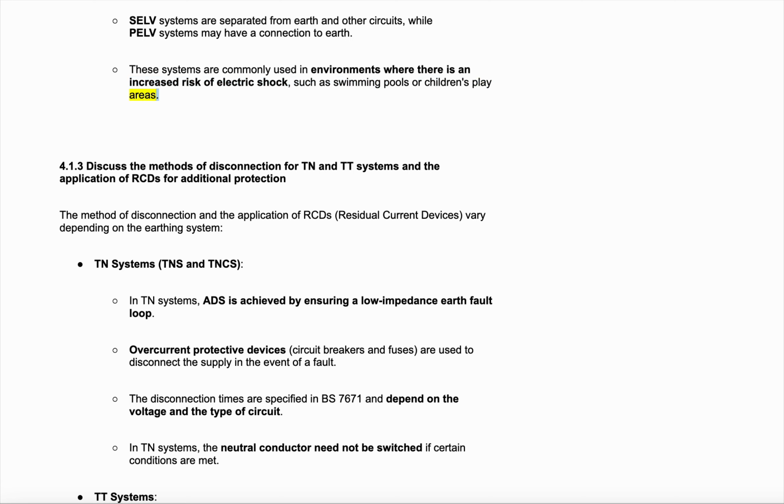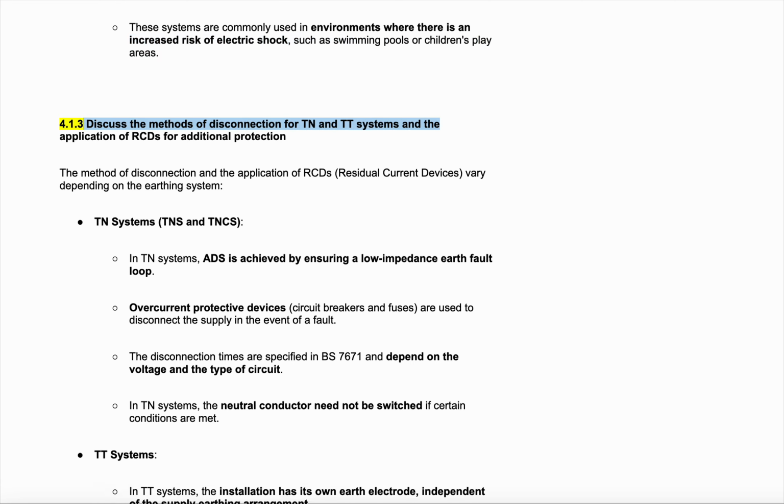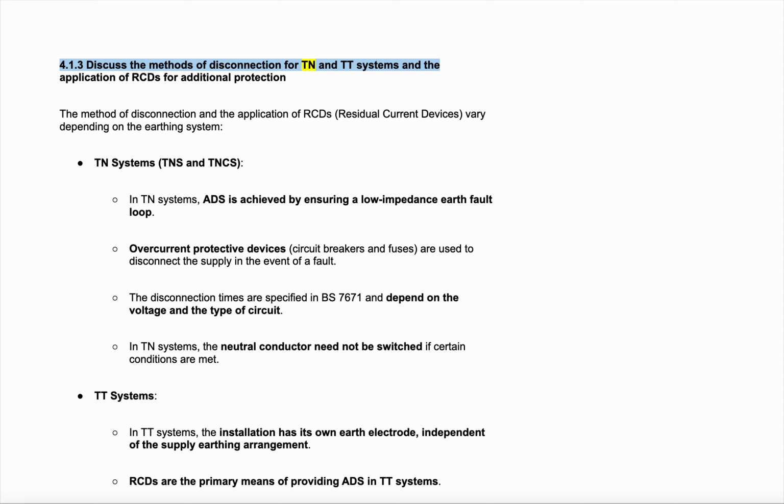4.1.3 Discuss the methods of disconnection for TN and TT systems and the application of RCDs for additional protection. The method of disconnection and the application of RCDs, residual current devices, vary depending on the earthing system. TN systems, TN-S and TN-C-S.